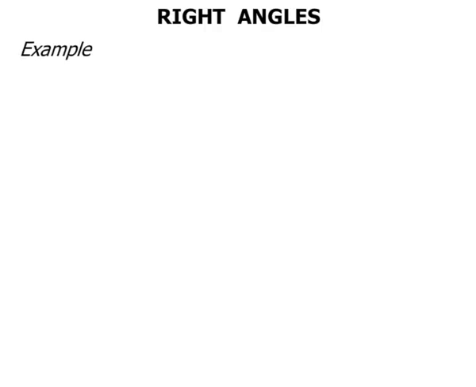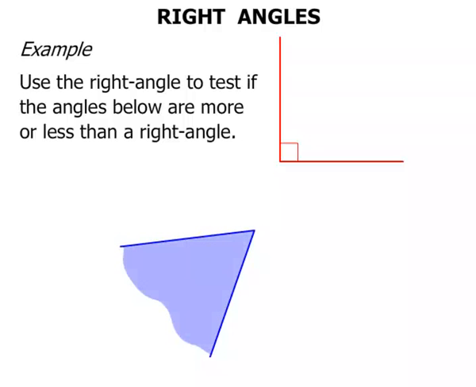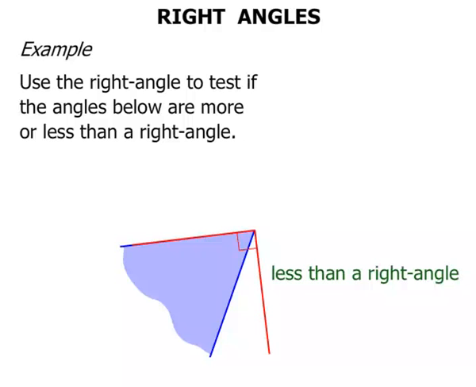Let's do an example now. We're asked to use the right angle to test if the angles below are more or less than a right angle. So there's our right angle, that we're going to use to test. And here's an angle we're going to try. Now what do you think? Do you think that's more or less than a right angle? Let's move our right angle tester around. And we can see now that our original angle there is less than the right angle.